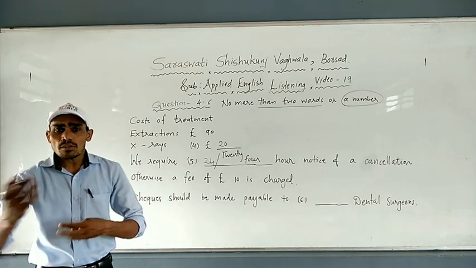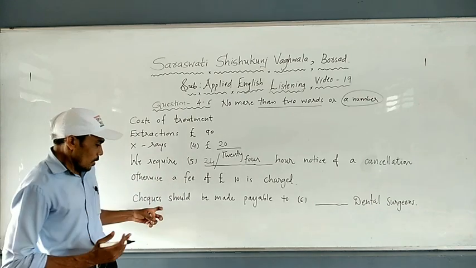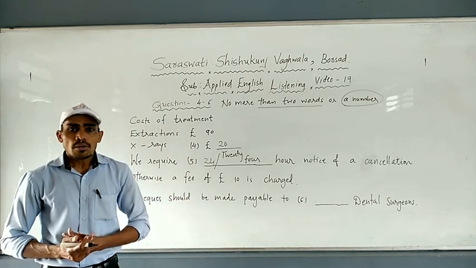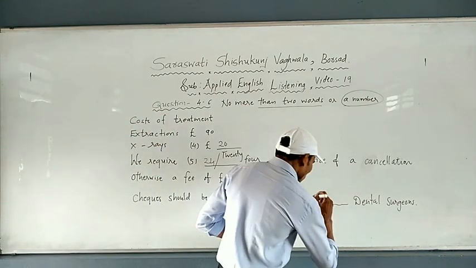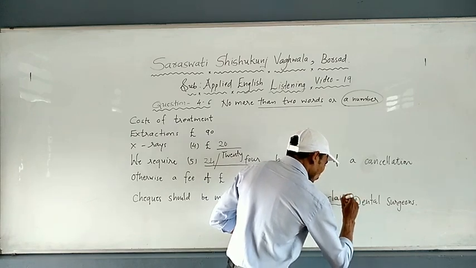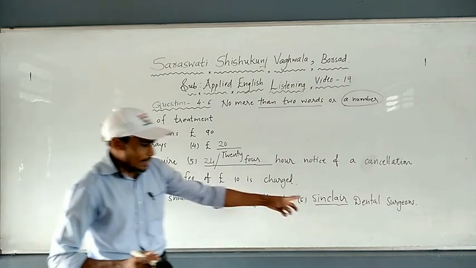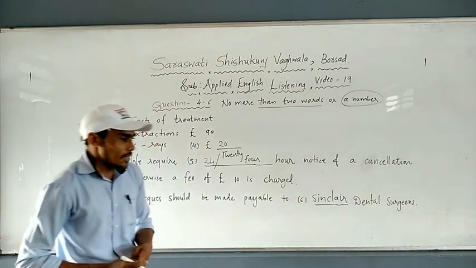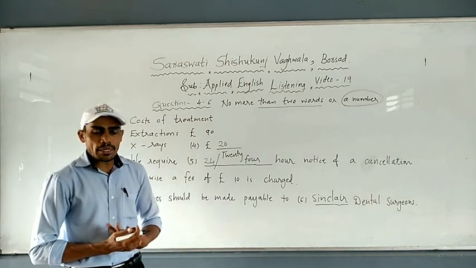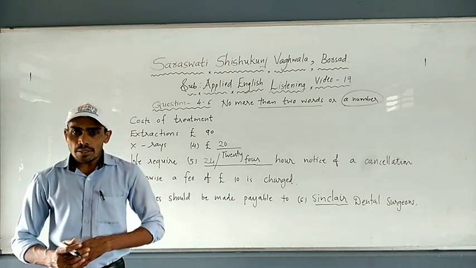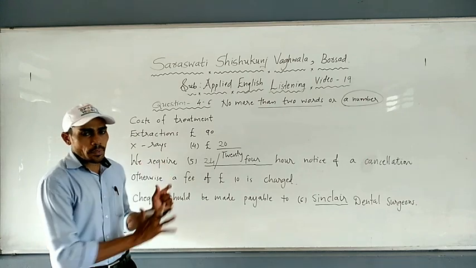Okay. And the patient replies, to whom shall I make the check payable? Okay. Checks should be made out to Sinclair. Now, what is the spelling? S-I-N-C-L-A-I-R. You can clearly hear S-I-N-C-L-A-I-R. Sinclair Dental Surgery. So students, we have completed 4 to 6. Now there are remaining 7, 8, 9 and 10 that we will see what the answer should be.